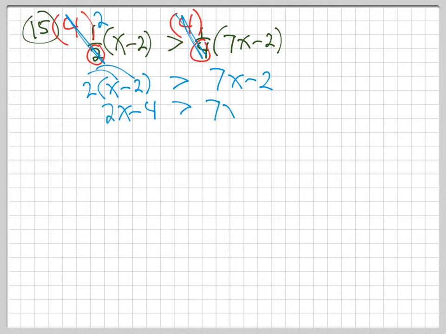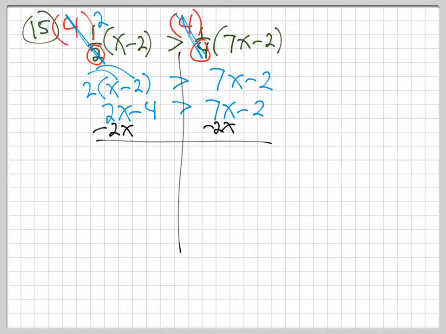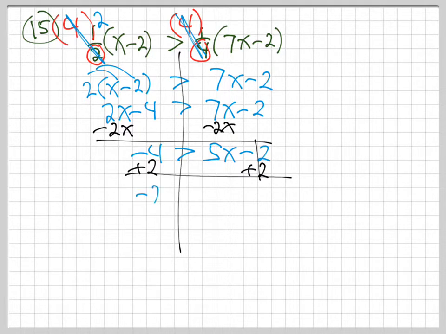2x minus 4. Okay, x is saying, I want to be alone. Here's the wall. I want to be alone, so subtract 2x. I usually get rid of the lower one when I have x's on both sides. So that gives me minus 4 there. This is 5x minus 2. X still wants to be alone, so add 2 to both sides. That cancels out there. And this is minus 2. This is 5x. Last step to get x alone. Divide by 5. There it is.